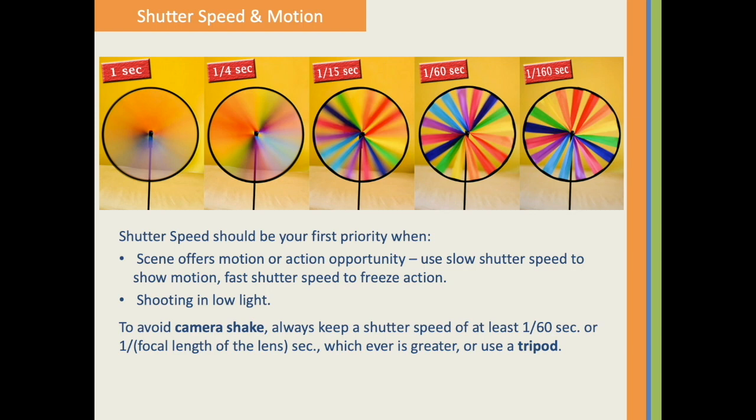For me, I don't have a very stable hand, so I shoot at 1/60th of a second. Also, something else to consider is that when you use a zoom lens that goes, for example, from 70 to 300 millimeter, the slowest shutter speed that you can use is not 1/60 of a second, but 1 over the focal length of your lens, which means that you'll have to use 1/300 of a second. So you use whichever is greater, either 1/60 of a second or 1 over the focal length of your lens, or you have to use a tripod.